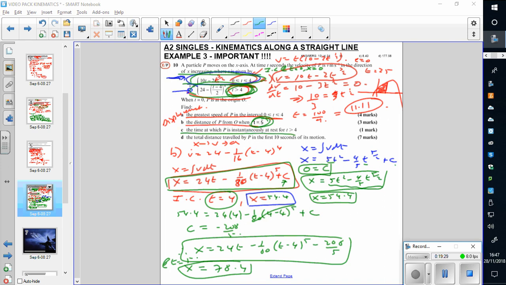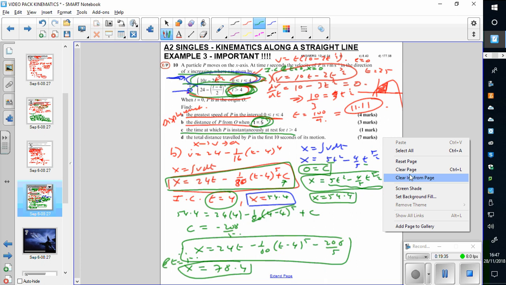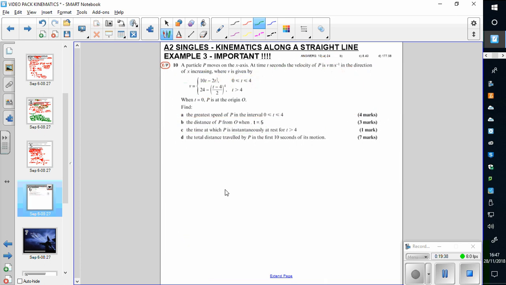So the time at which P is instantaneously at rest. Again, if I clear this off because it's getting pretty busy. So the time when P is instantaneously at rest, that's saying when v is 0, isn't it? So for t greater than 4, 24 minus (t minus 4) to the 4 over 16. When is that 0? You're rearranging to get your value of t.